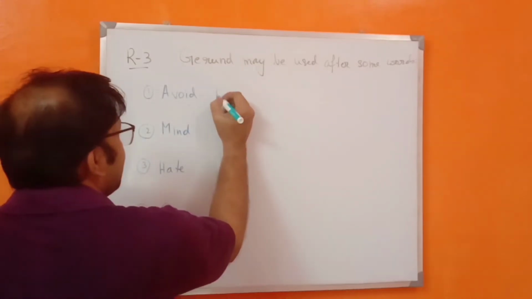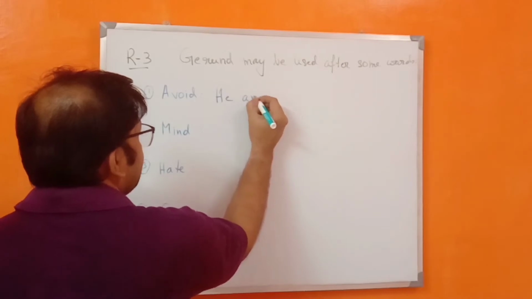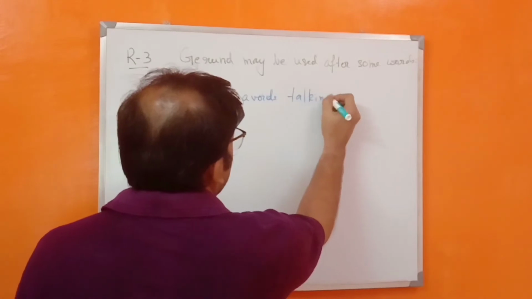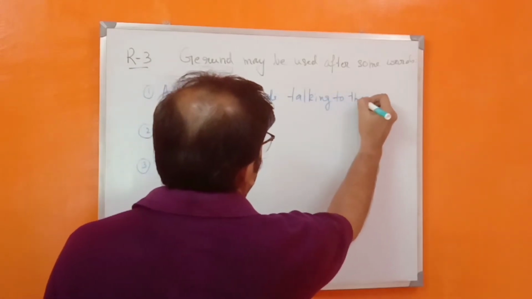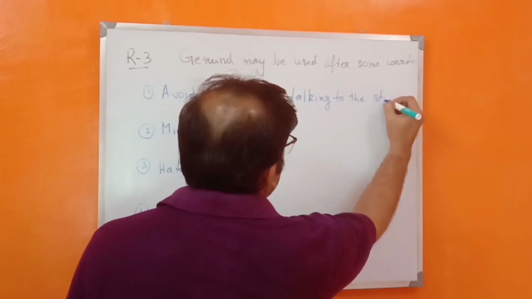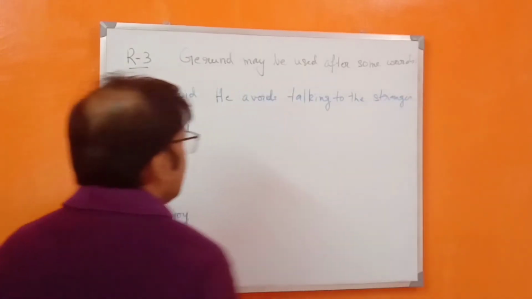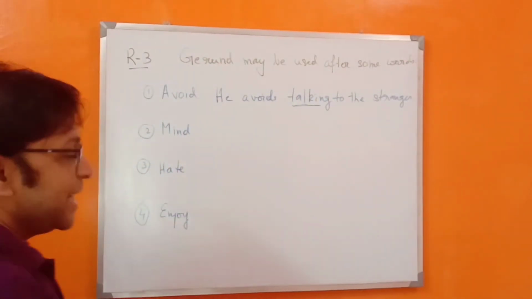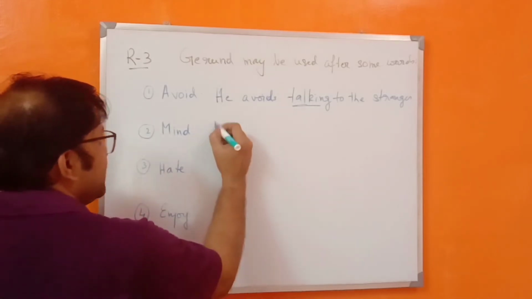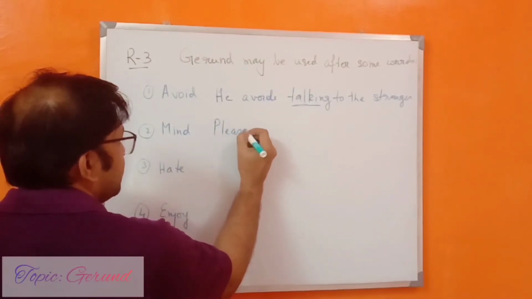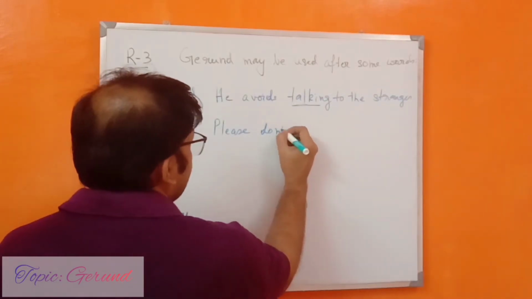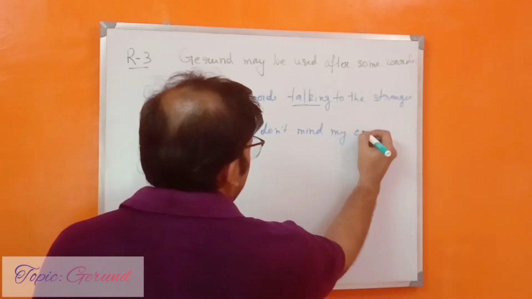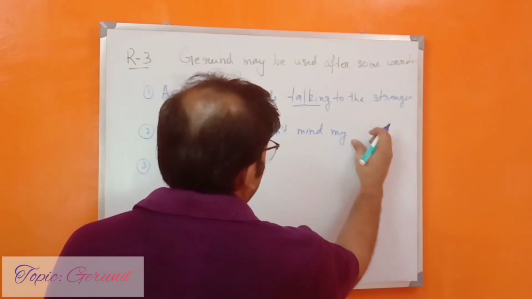He avoids talking to the stranger. So here the sentence will be like this, and our gerund is used here as usual. Next, mind. Please don't mind my interrupting, or coming, whatever you write.